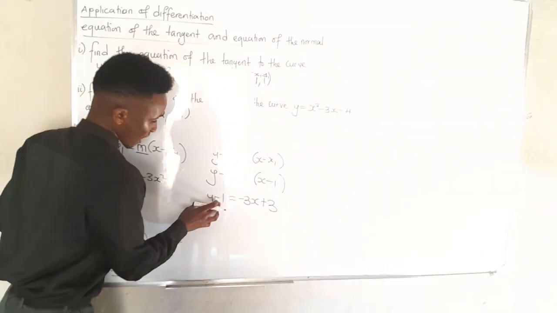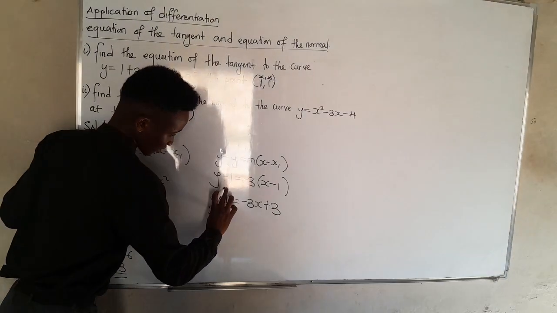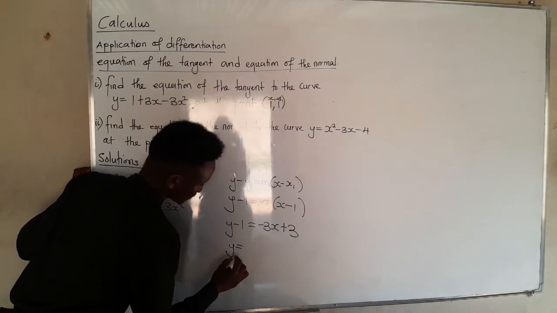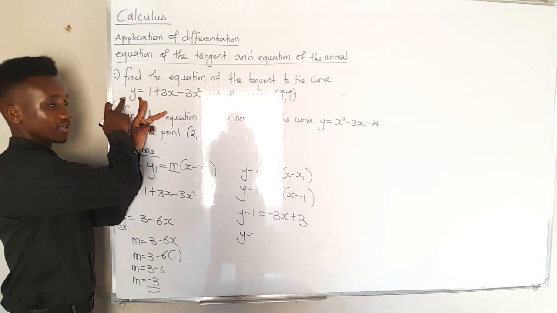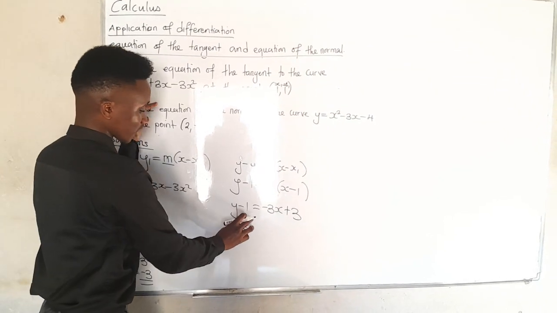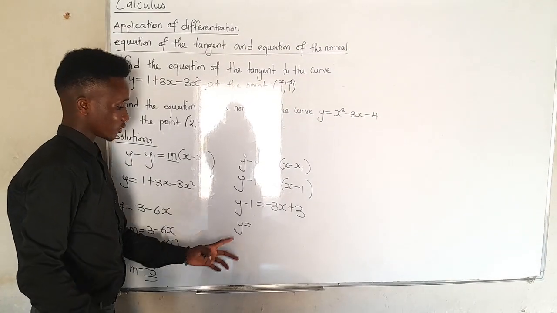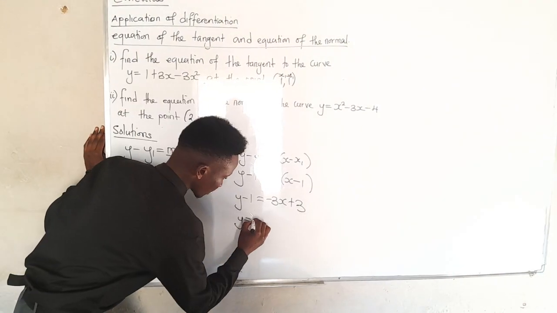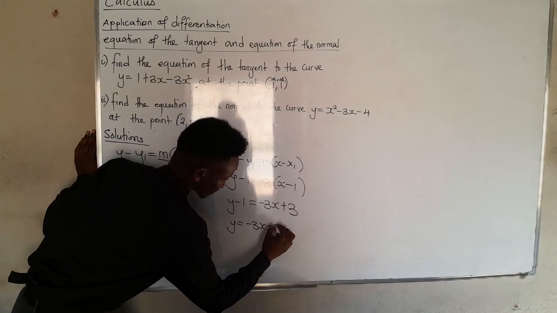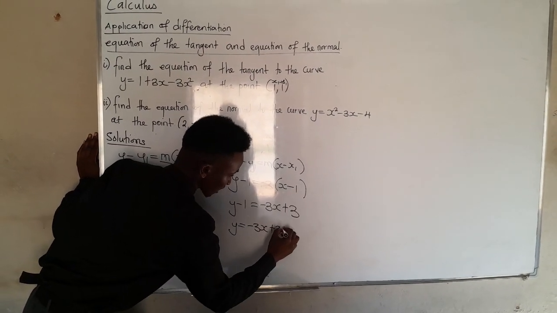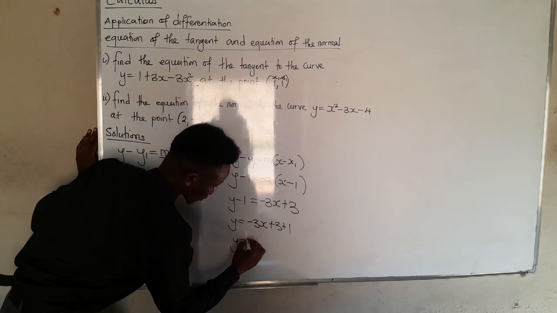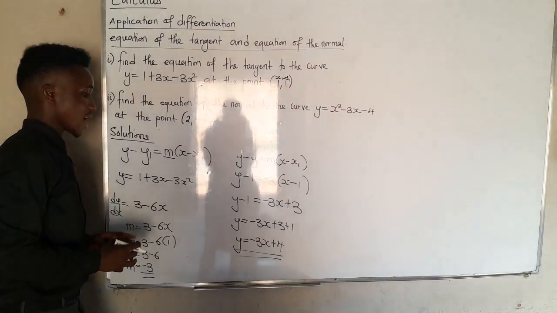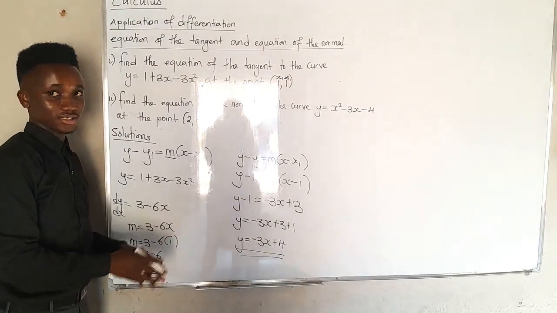Alright, so we want to have y remaining along this side. So everything that has got no y will cross this side. So y will be equal to, just like this equation, you can see there is y this side. So we also have to make sure that when we are finding any equation, we just remain with the y, and then the next thing should be equal to. So negative 3x plus 3, then when this negative 1 crosses it becomes plus 1, then y is equal to negative 3x plus 4. That is how we find the equation of the tangent, just like that.